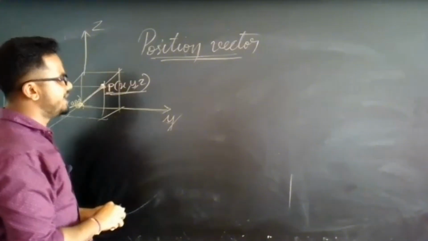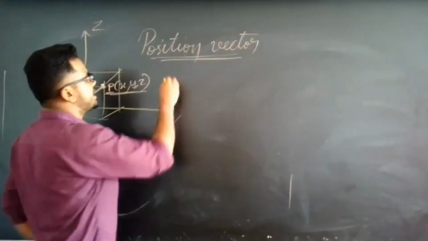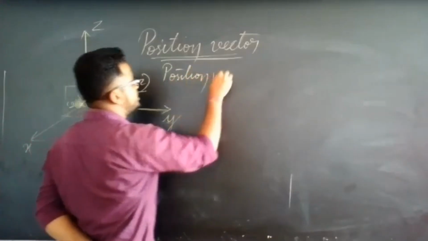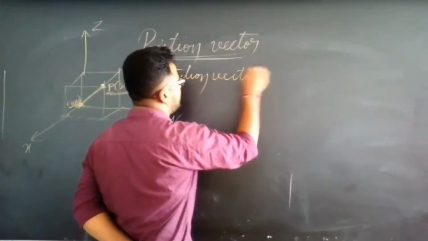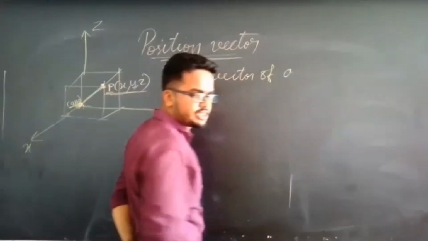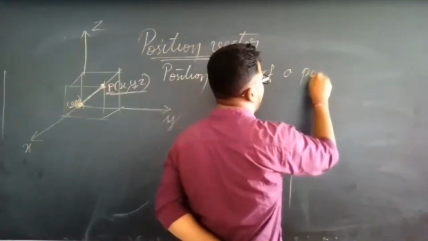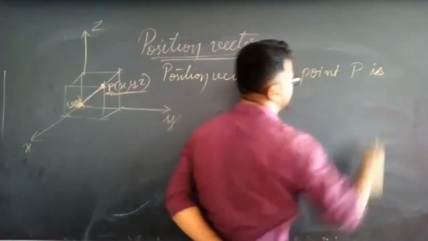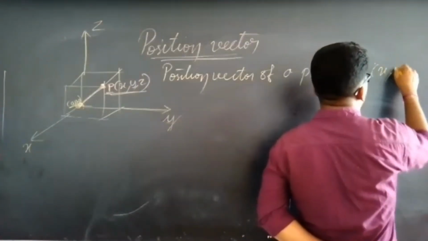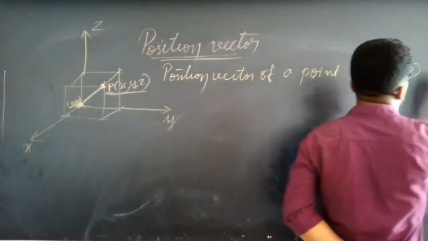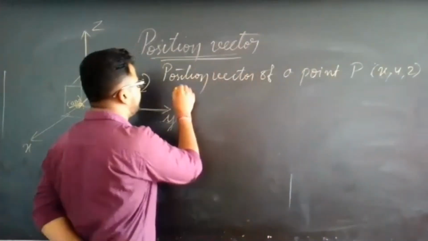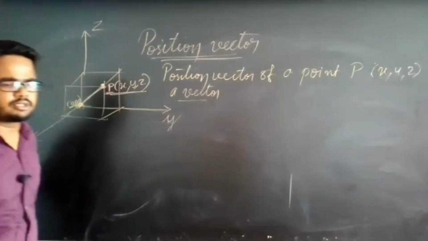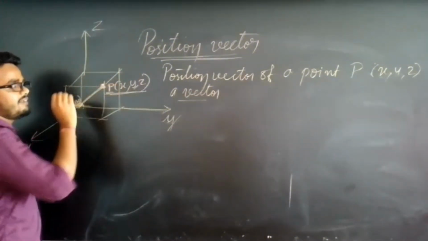See how we can define this. Position vector of a point P is (x, y, z). It is a vector. Will you agree or not? This OP is a vector.